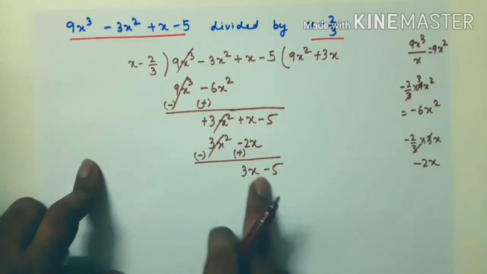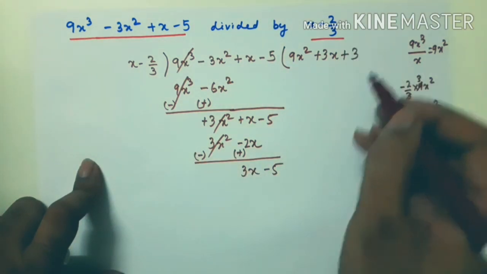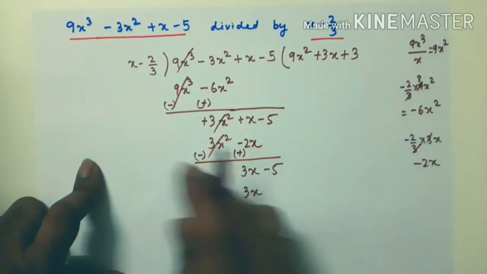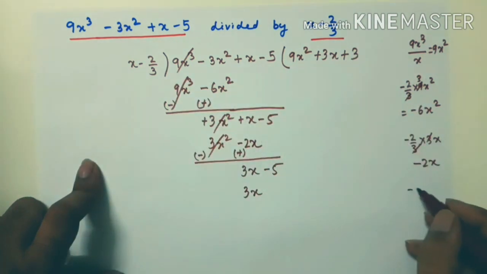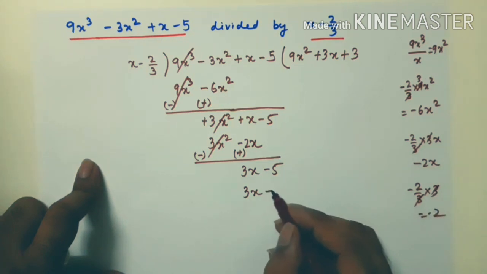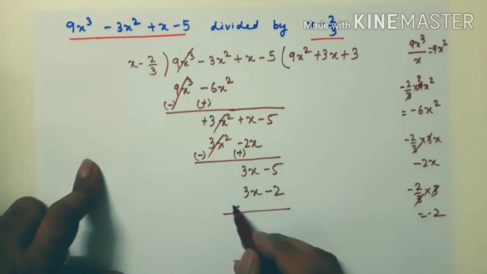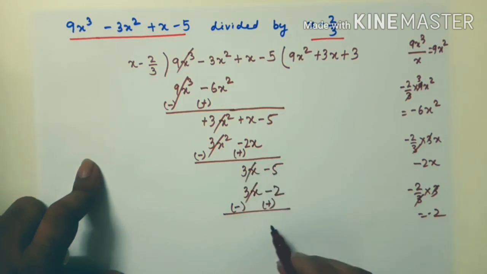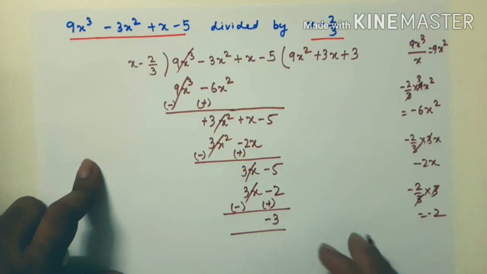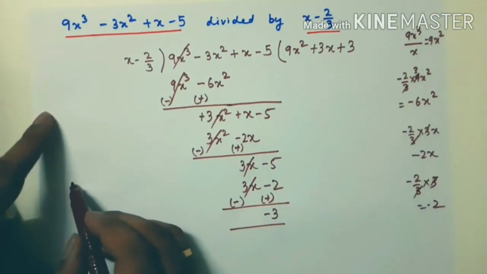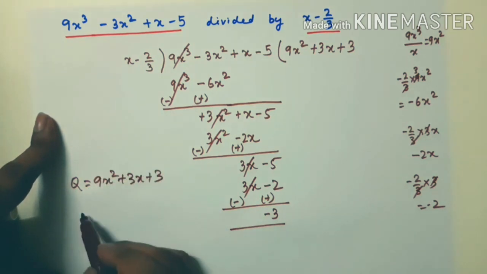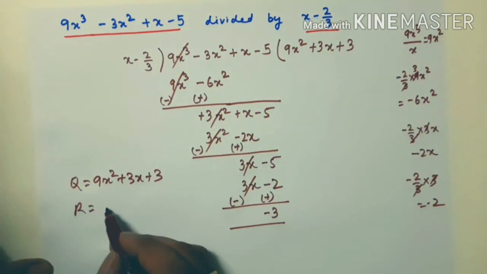So the last step, x into how much is 3x? So x into 3 will be 3x. As there is no sign, that is positive, that's why it is positive 3. So minus 2 by 3 into 3, 3 gets cancelled, we have minus 2. Then we can subtract. So plus becomes minus and minus becomes plus. So we get minus 5 plus 2, we have minus 3. So the quotient is 9x squared plus 3x plus 3 and the remainder is minus 3.